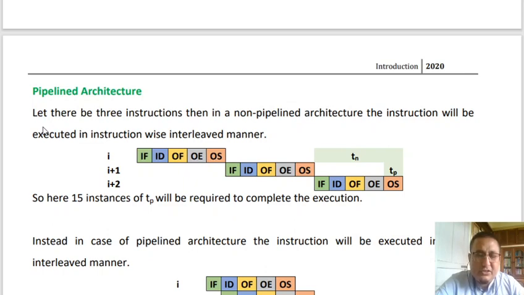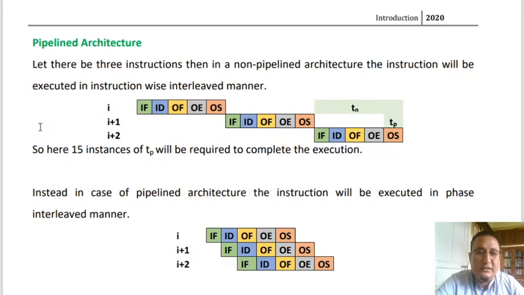So these three instructions are to be executed in a pipelined architecture as well as a non-pipelined architecture. Let us consider first the instructions executed in a non-pipelined architecture. In this case, the instructions are executed one after the other. Let us consider Tn is the time required for executing an instruction and Tp is the time required for executing a phase. For executing the set of instructions, we require 3 into Tn amount of time.